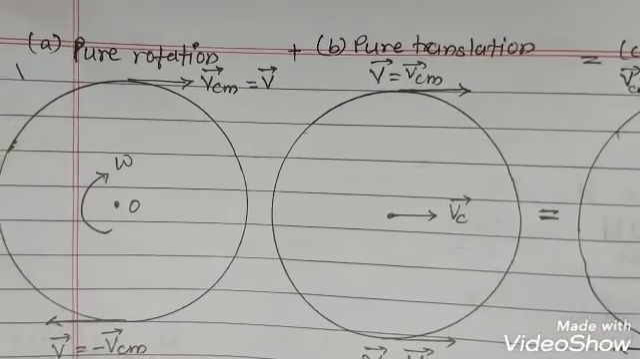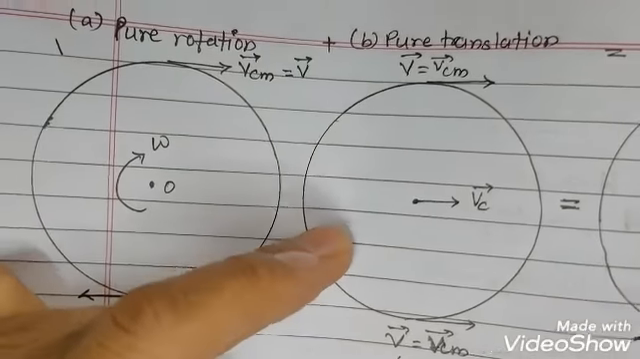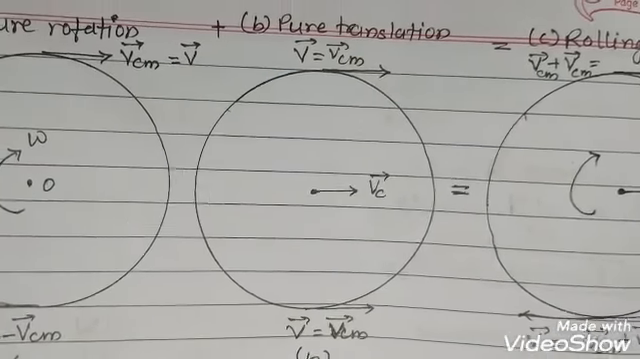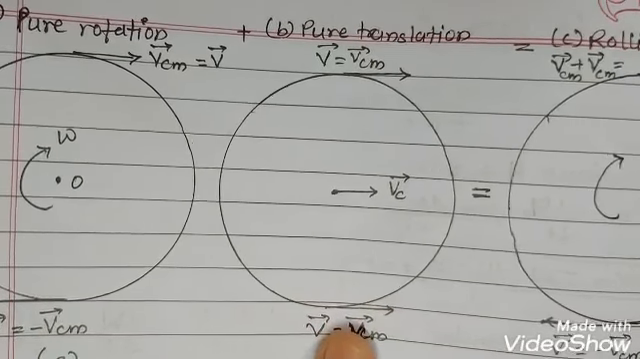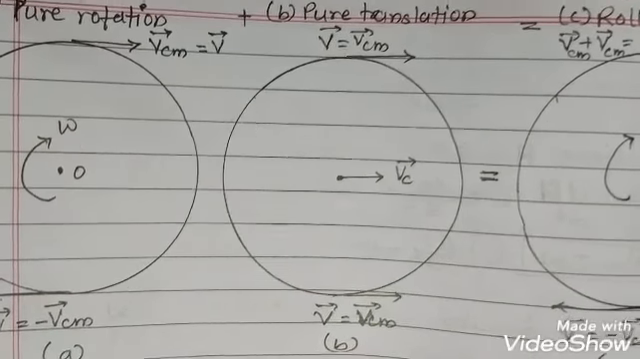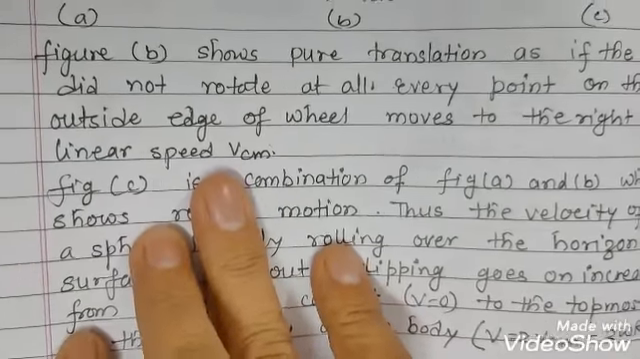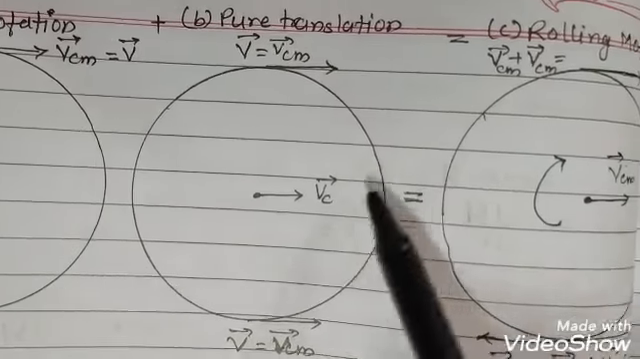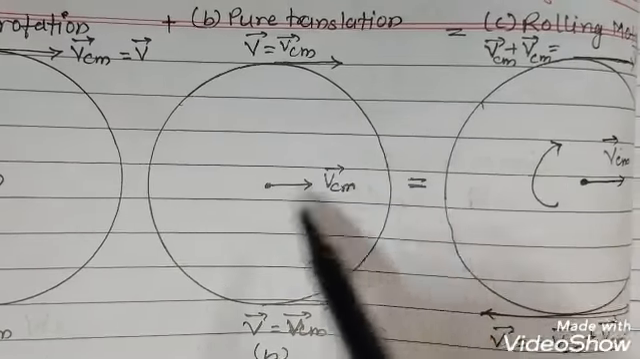Now we'll see figure B. Figure B shows pure translation, as if the wheel did not rotate at all. That means we are not considering the rotational motion of the wheel. Simply we are looking at the translatory motion of the wheel here. So in that case, every point on the outside edge of the wheel moves to the right with linear speed VCM, the speed of the center of mass.